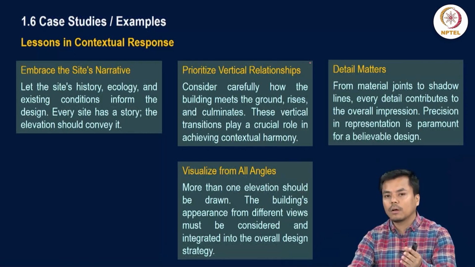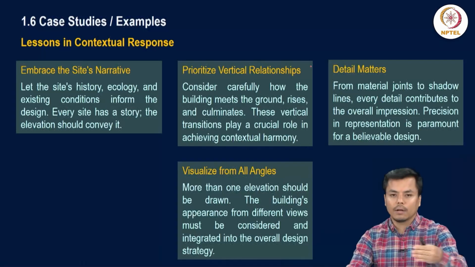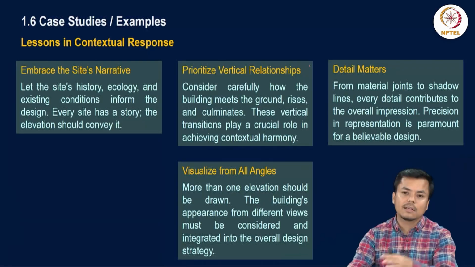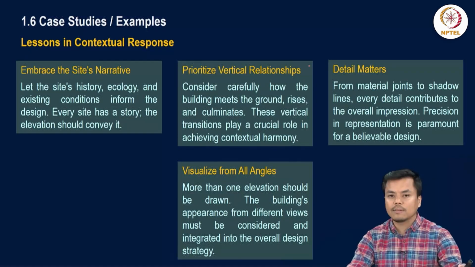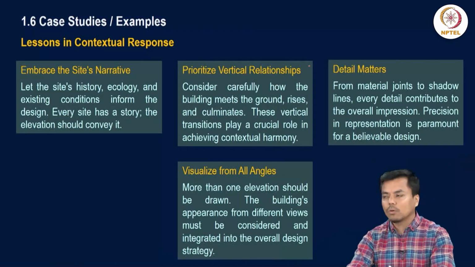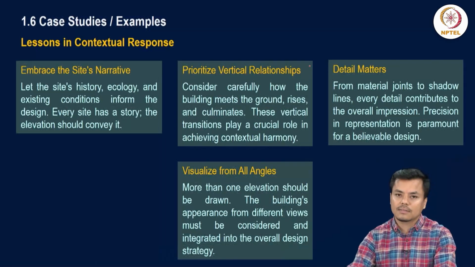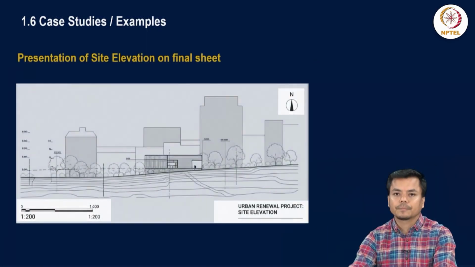So you should represent site elevation from at least two different directions. It should always be from the main road, the passing main road, where you show how the entire site will be viewed by any person who is passing along the main road just in front of the structure. So the entire composition of spaces and all these different blocks can be understood very clearly.